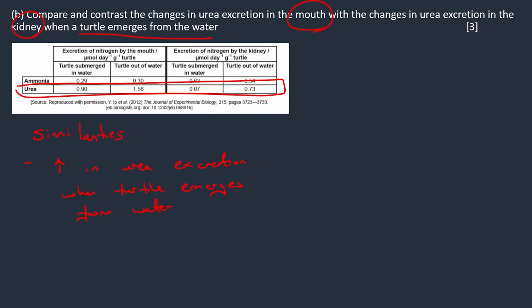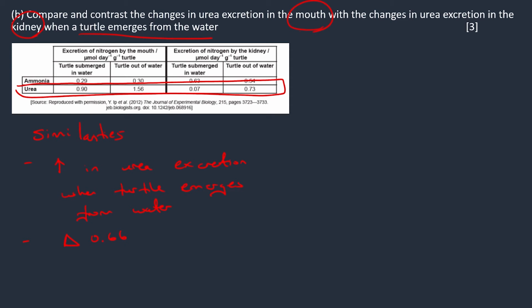Now that increase is also the same value. If you subtract 0.9 from 1.56, you'll notice that the change is 0.66, which is also the same change experienced when you go from 0.07 to 0.73.